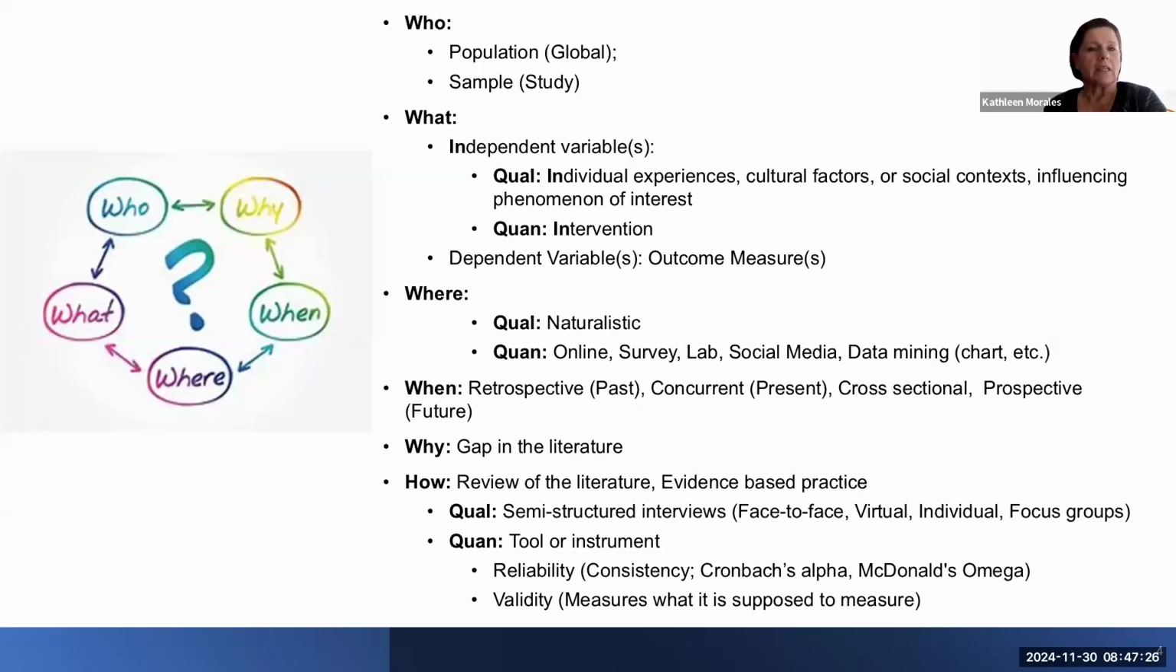Where we conduct the studies, if we're qualitative, we tend to try to be in the naturalistic setting. So if we wanted to look at the role of diet and exercise on heart disease for goat herders in Zimbabwe, we would go to Zimbabwe and interview the goat herders. For quantitative, if we were just looking at diet and exercise, we could do this online. We could send a survey.